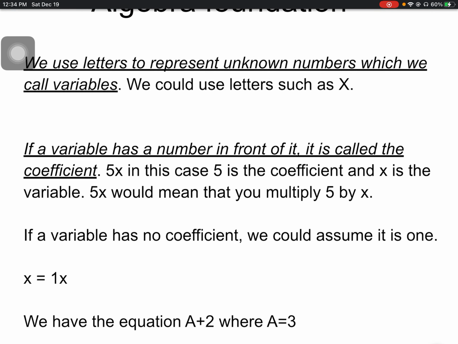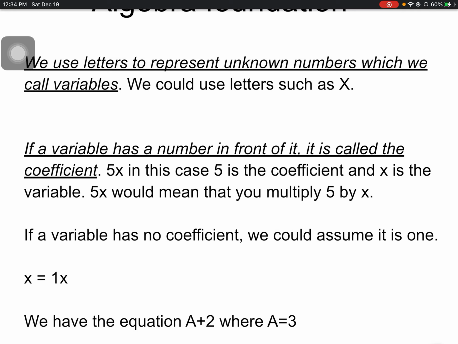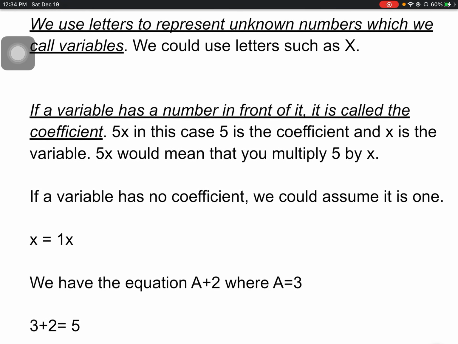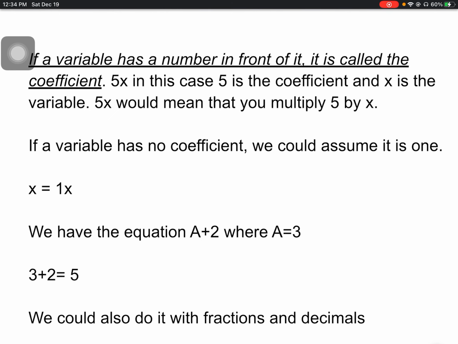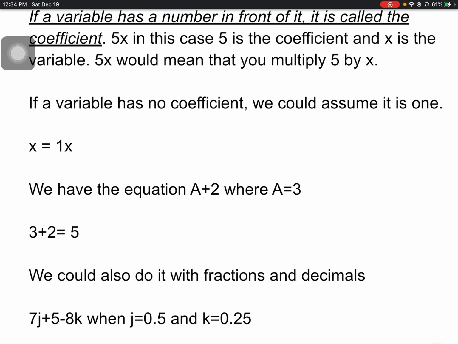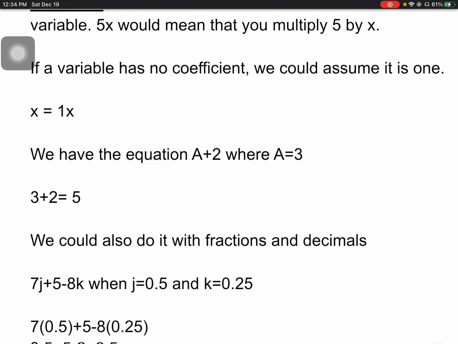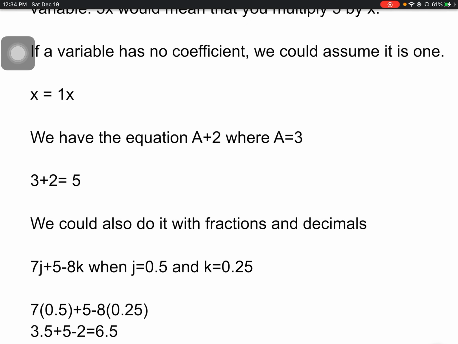There are letters we use in algebra which represent unknown values, which we call variables. We use letters such as x. You could use any letter actually, but most people use x. And usually there's a number in front of it, which is called the coefficient. In 5x, the 5 is the coefficient and the x is the variable. In 5x, it also states that 5 is being multiplied by x. If a variable has no coefficient, we can assume it is 1.